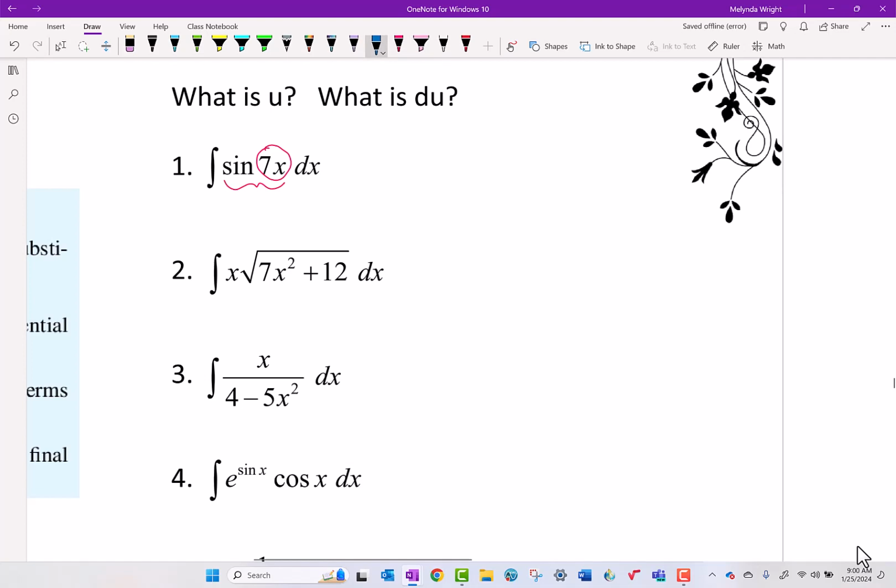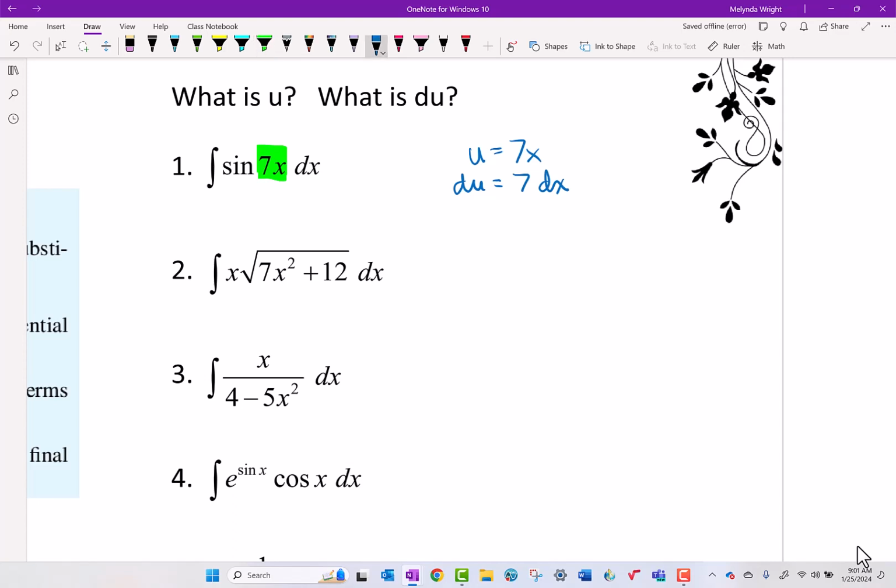So for this one, our u would be 7x. Once we designate what u is, then we take the derivative of it. So du equals the derivative of 7x, which is 7, and then we have dx. We're going to go through a whole process in a moment. Right now, we're just breaking the surface, figuring out what's u and what's du. I'm going to pause here for a second. What we discovered was 7x was the embedded function.